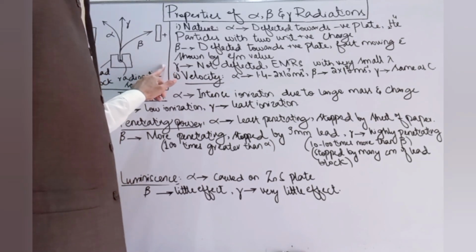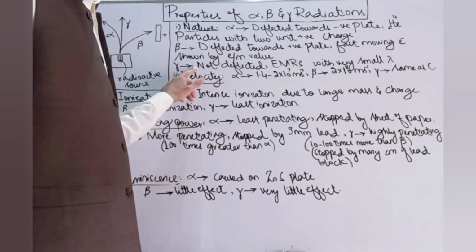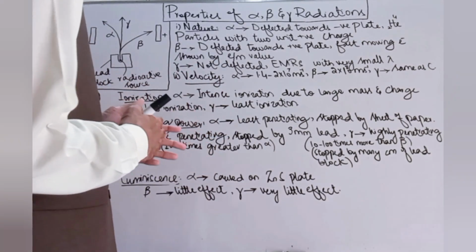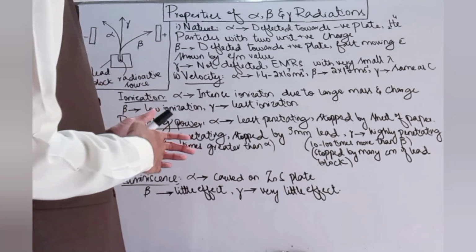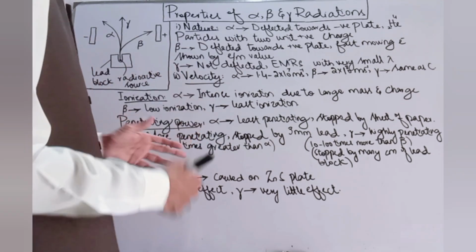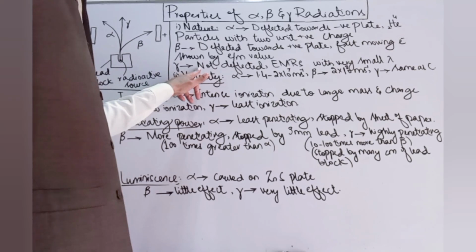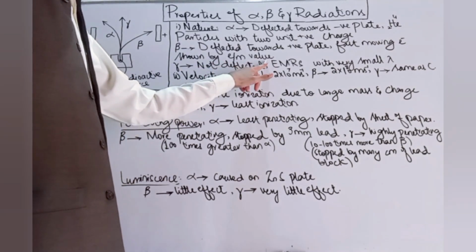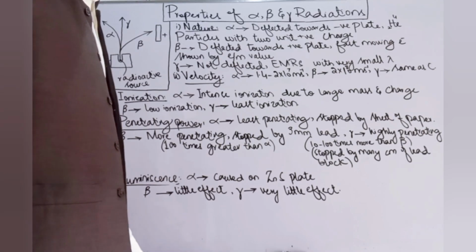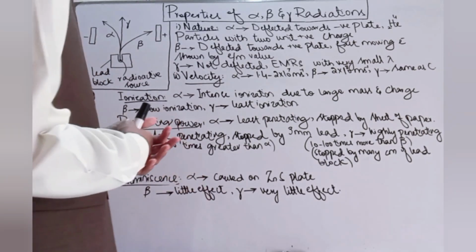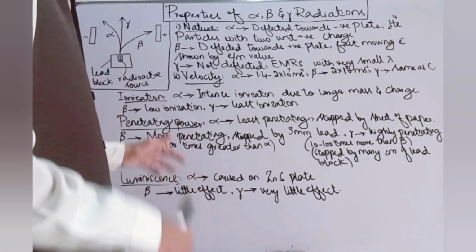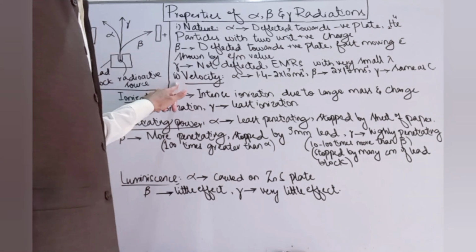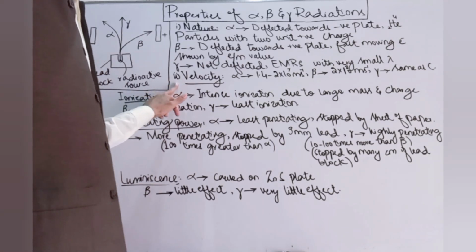If we talk about the gamma radiations, they were not deflected toward any plate, showing that they are neither positively charged nor negatively charged, and they are basically electromagnetic radiation. EMR stands for electromagnetic radiation. Gamma radiation has a very small wavelength, comparable to X-rays.